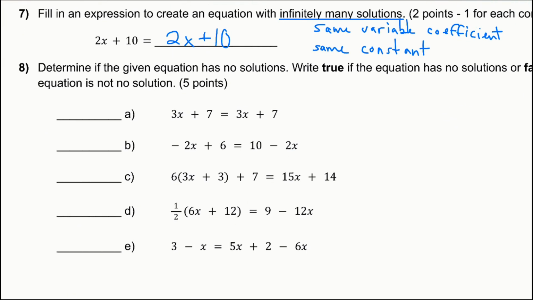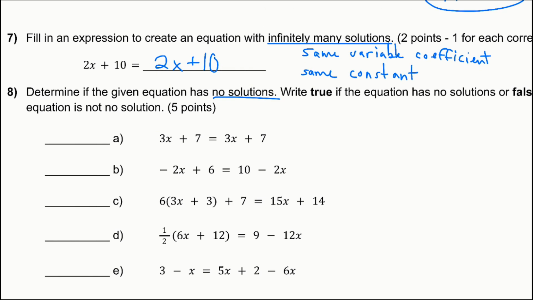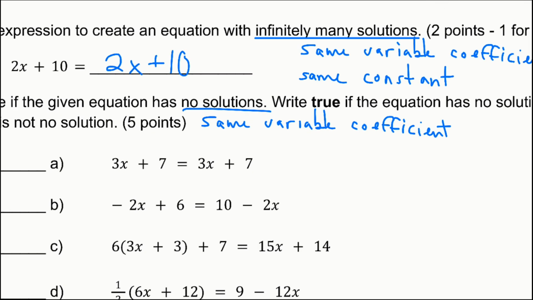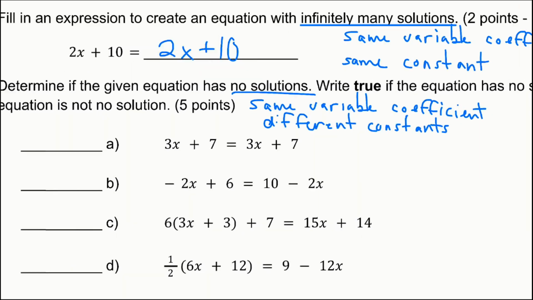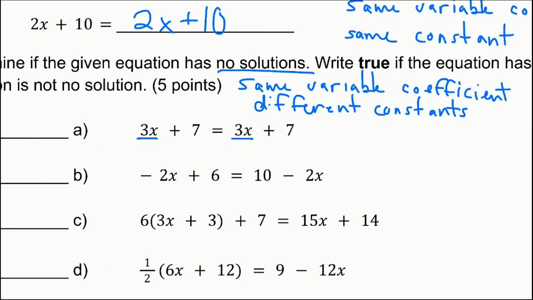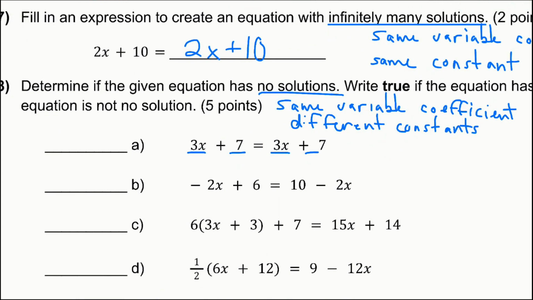All right. Determine if the given equation has, we want no solutions. So that is going to be the same variable coefficient, but it's going to be different constants. All right. Different constants. So variable coefficient is the same. Constant is not. So this is true if the equation has no solution. So this is going to be a false. I'm just going to write F. It's less writing for me.